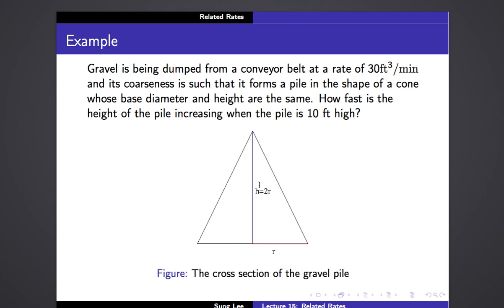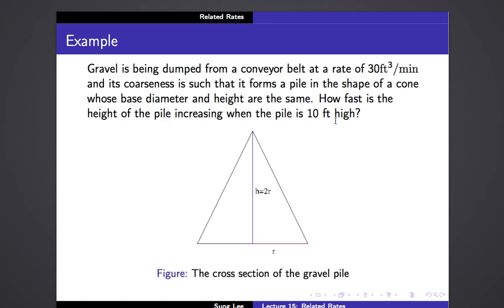Since the diameter and the height are the same, in this case if the radius of the cone is r, then h is going to be 2r, right? So that's what we have here. Again, how fast is the height of the pile increasing means that we are trying to find dh/dt when the pile is 10 feet high, when h becomes 10 feet.